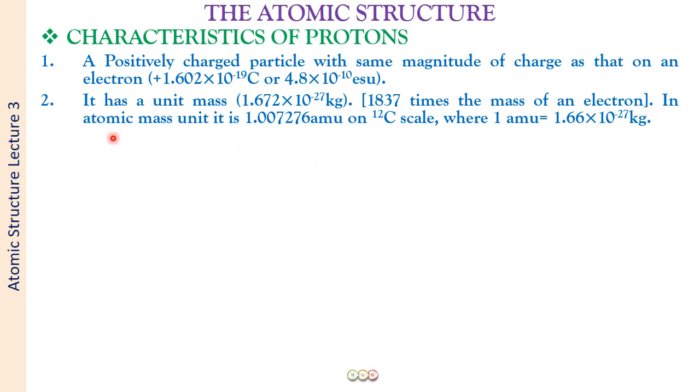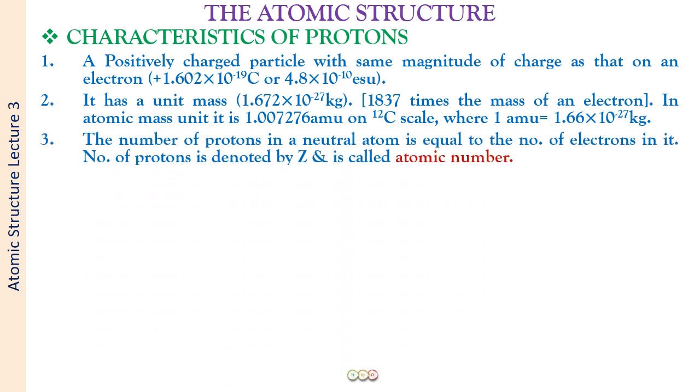On the atomic mass unit scale, the mass is 1.007276 AMU, where 1 AMU is 1.66 times 10 power minus 27 kg. And the number of protons in a neutral atom is equal to the number of electrons in it. The number of protons is denoted by the symbol Z, and it is called the atomic number. So this is important. Please remember that in a neutral atom, the number of protons is always going to be equal to the number of electrons in it.